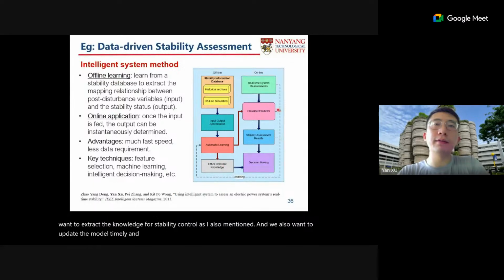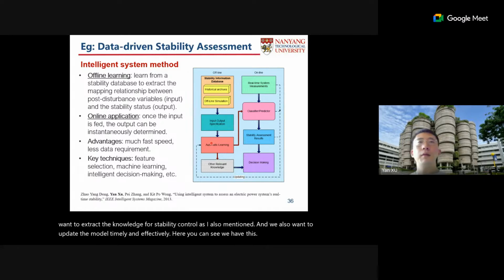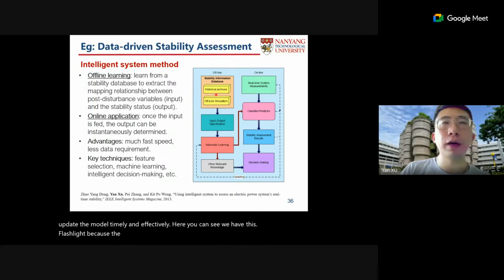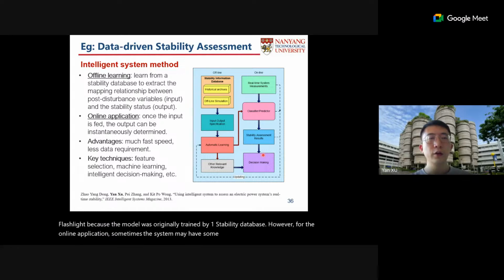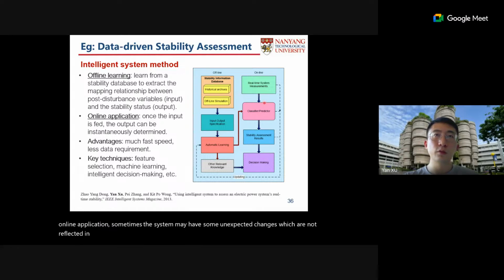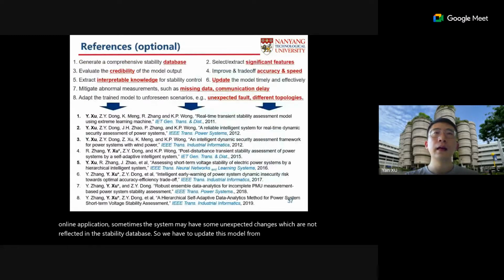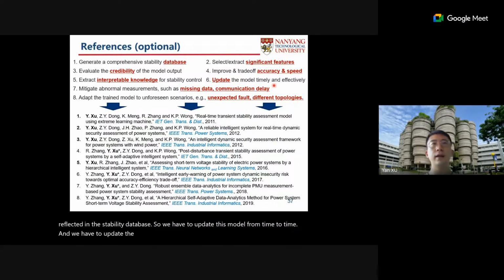Here you can see we have this dashed line. Because the model was originally trained by one stability database. However, for the online application, sometimes the system may have some unexpected changes, which are not reflected in the stability database. So we have to update this model from time to time. And we have to update the model timely and effectively. That is also a requirement.